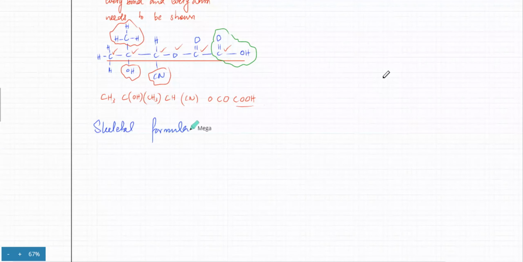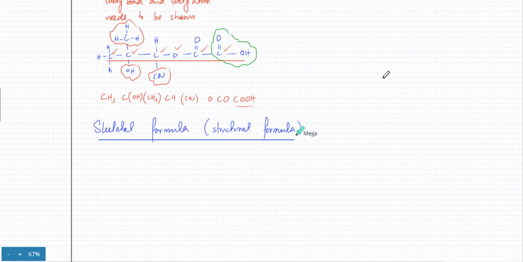But writing the skeletal formula, you have to get used to it. A skeletal formula is also a version of a structural formula. It's a very quick way of writing, like a shorthand. So if you want to draw a molecule very quickly, you use a skeletal formula. Now, what is a skeletal formula? The first thing is the rules for writing the skeletal formula.